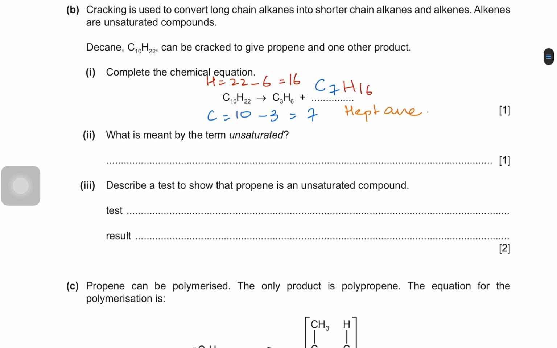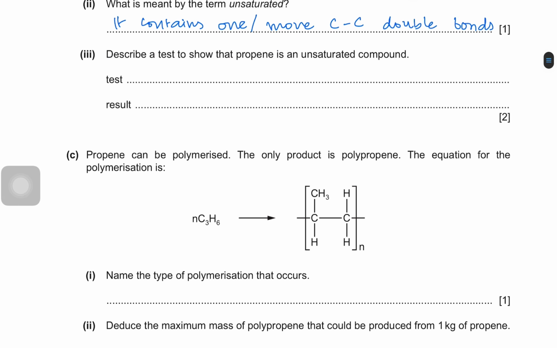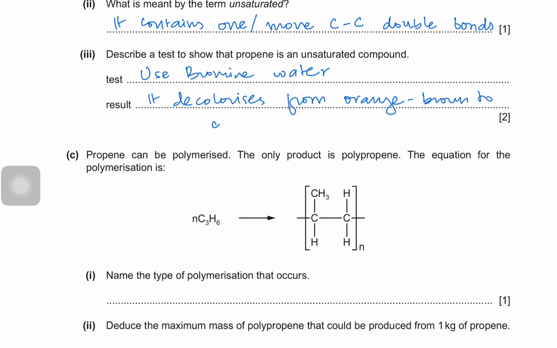Moving on, what is meant by the term unsaturated? It contains one or more carbon-carbon double bonds. Describe a test to show that propene is unsaturated. Use bromine water, and if it is unsaturated, it decolorizes from orange-brown to colorless.